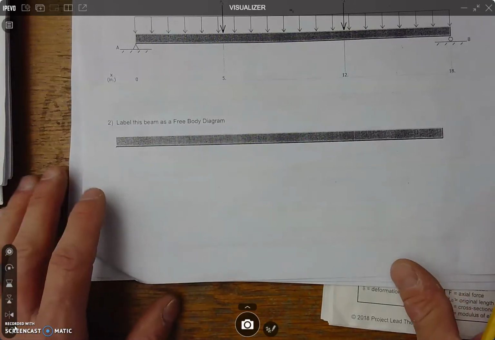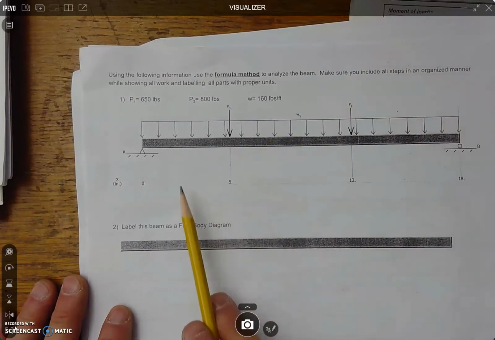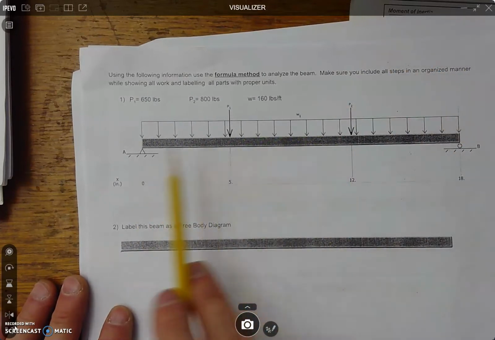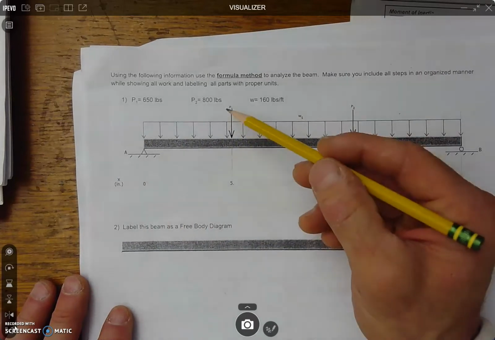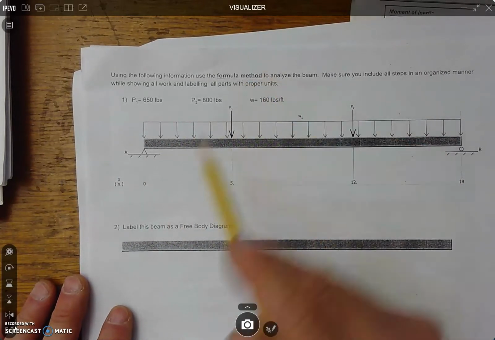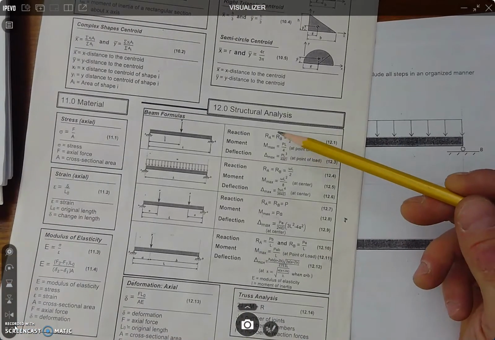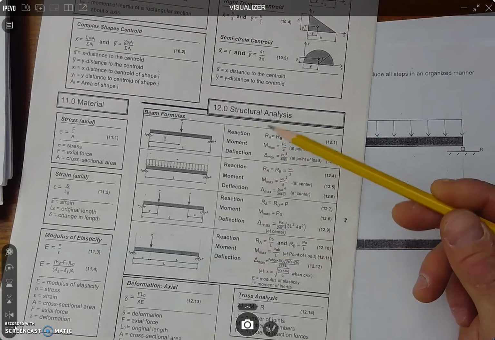CEA class, this is Mr. Voigt. We are going to go over how to do a beam analysis using the formula method. Before, we used algebra, where we wrote our algebraic equations. Now we are going to use the formulas that are right here on your formula sheet.